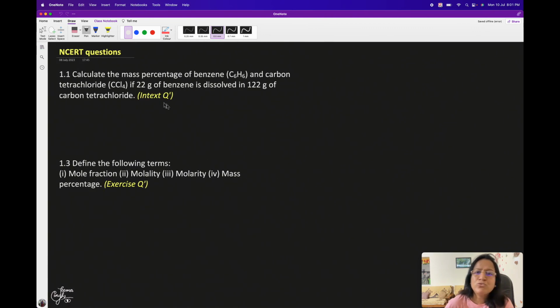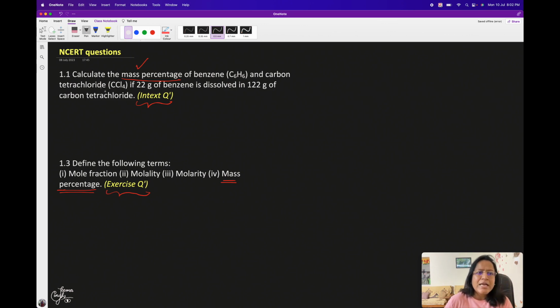NCERT has 2 questions, and both the questions, if you look, are from mass percentage. This is an in-text question and this is an exercise question, where they're asked to define the following terms. Mole fraction we have not done yet, molality we have not done, mass percentage. So of the 3 ways of expressing concentration which we have done today, the most important seems to be mass percentage. So let's take up the first question.